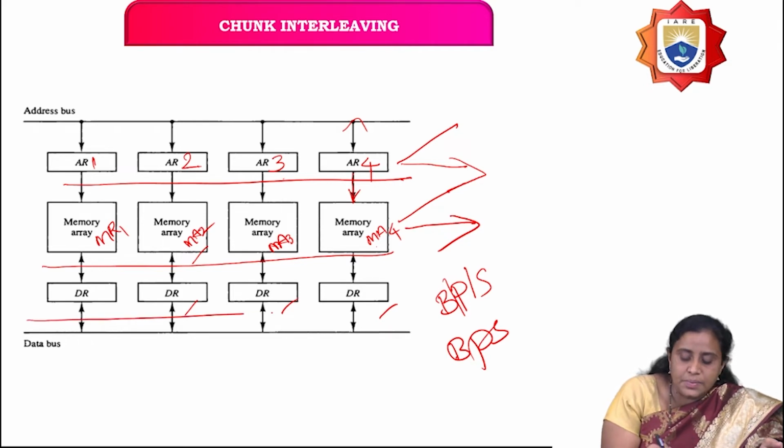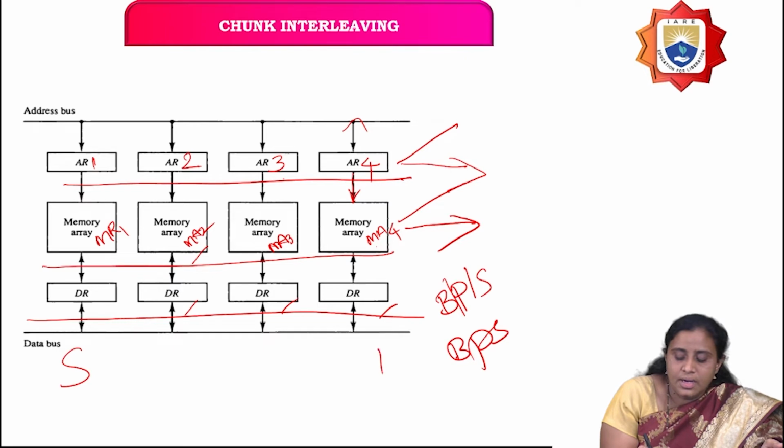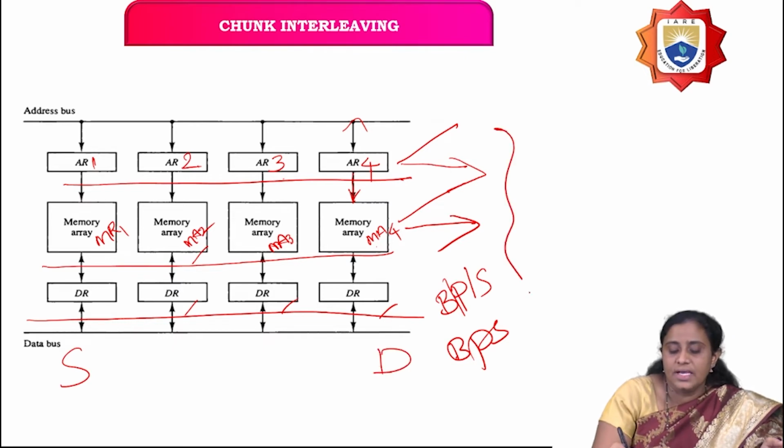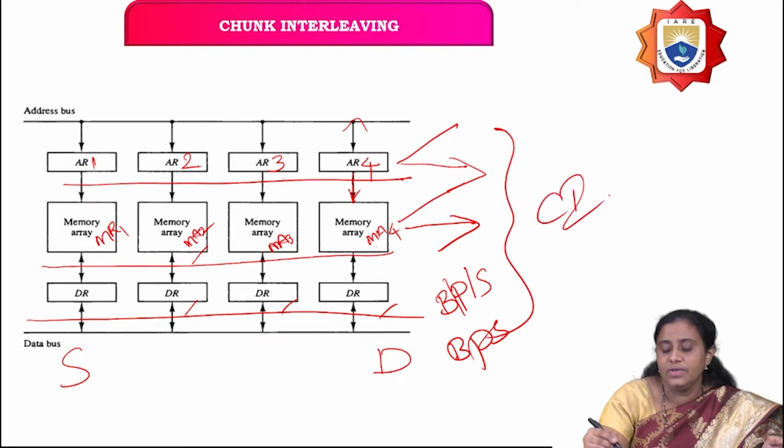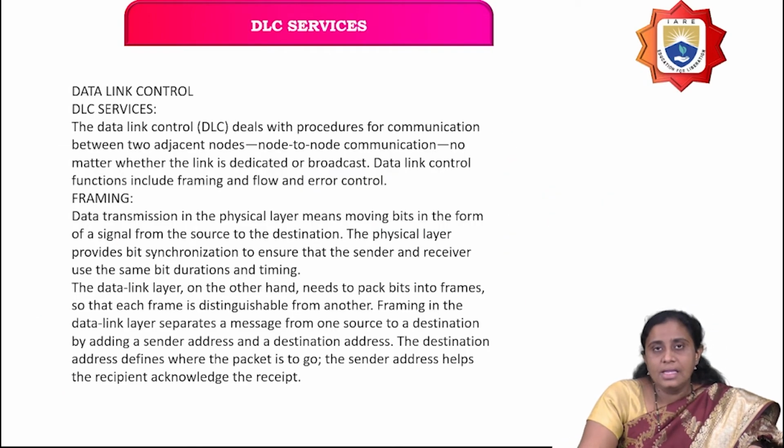And the third one is the transmission of the data from one source to the destination host. This is one of the examples of chunk interleaving. And coming to that, the DLC services.